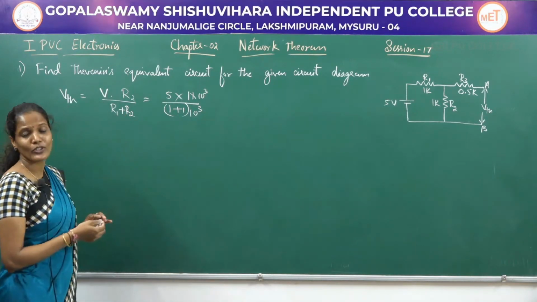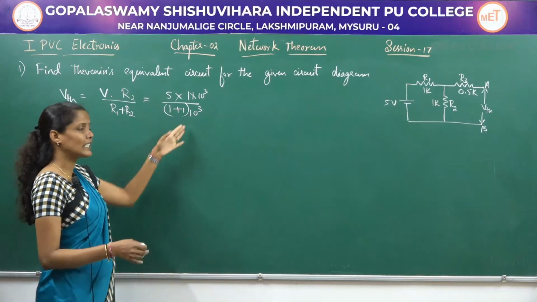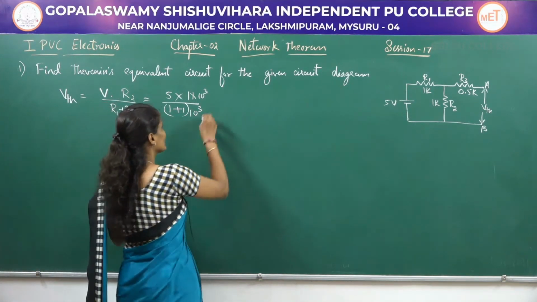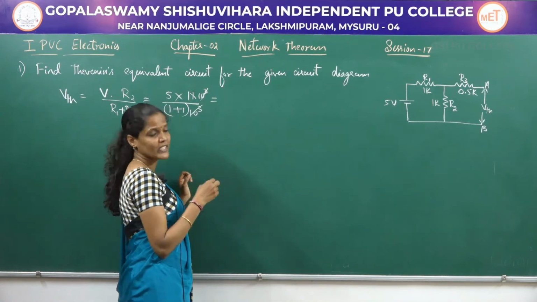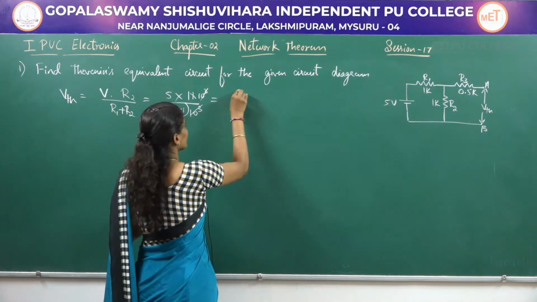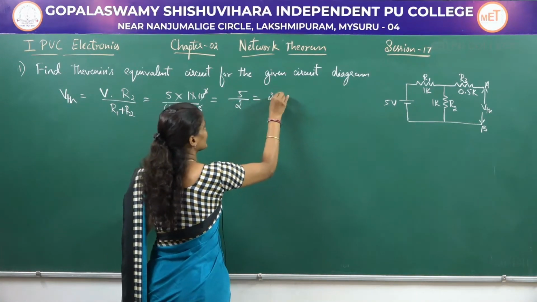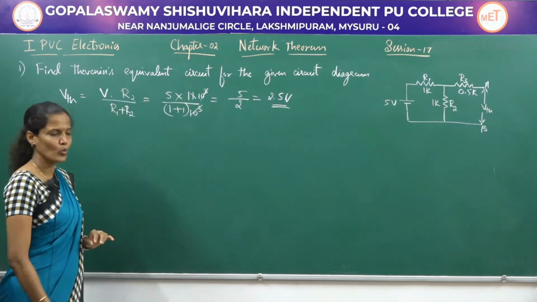Because both the values R1 and R2 are 1 kilo, I am taking that kilo as a common factor. So, within the bracket I am writing it as 1 plus 1. So, 5 into 1 into 10 to the power of 3, the 10 to the power of 3 gets cancelled. So, 5 into 1 is 5 divided by 1 plus 1 is equal to 2. So, I will be getting the VThevenin voltage as 2.5 volts.